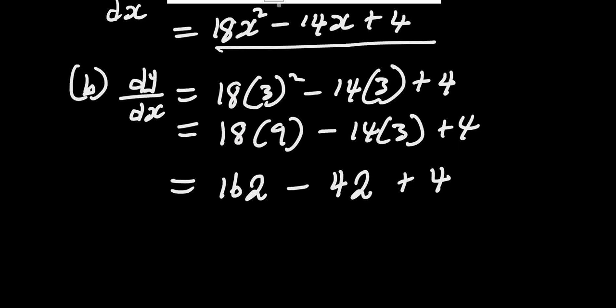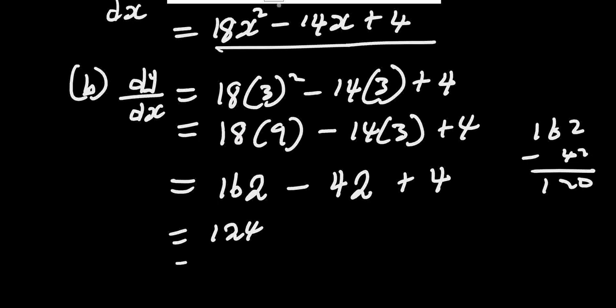So now we can simply subtract 42 from 162. So 162 minus 42 is 120, and 120 plus 4 is 124. So this is the answer to question B. All right, I hope this makes some sense. Okay, let's go on to the next question.